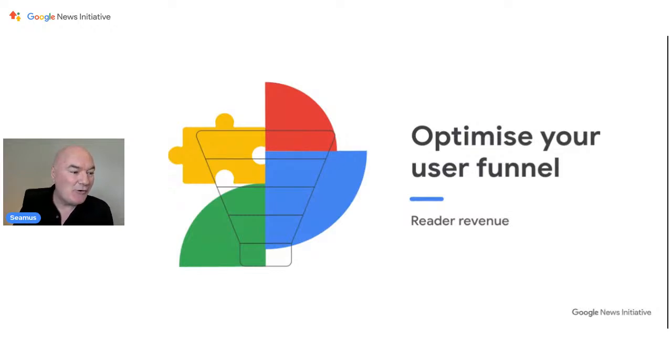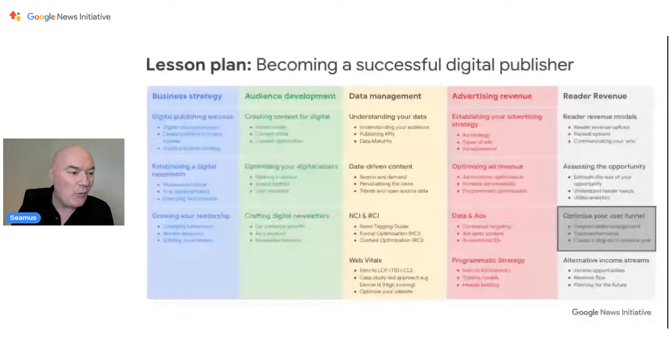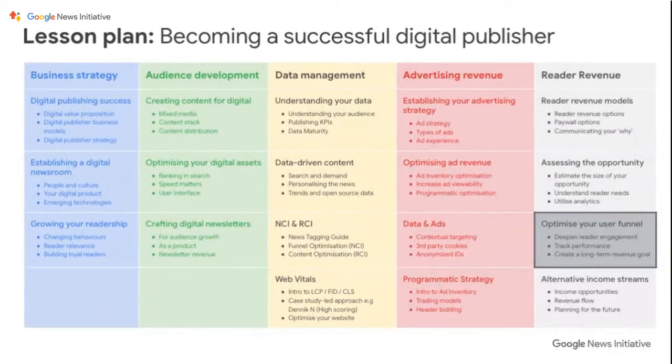So optimize your user funnel. That is our topic today. At the very beginning of these courses, we do like to take a bird's eye view at what we're looking at here and the lesson plan, as you can see there on the screen, becoming a successful digital publisher. You can see we're in the fifth column, reader revenue. So down with optimize your user funnel.